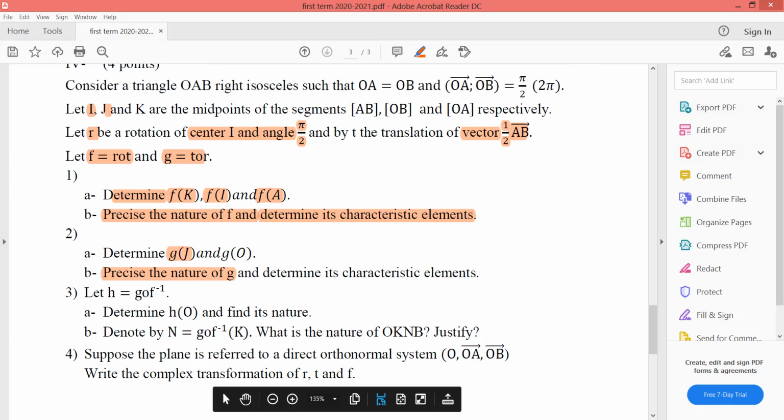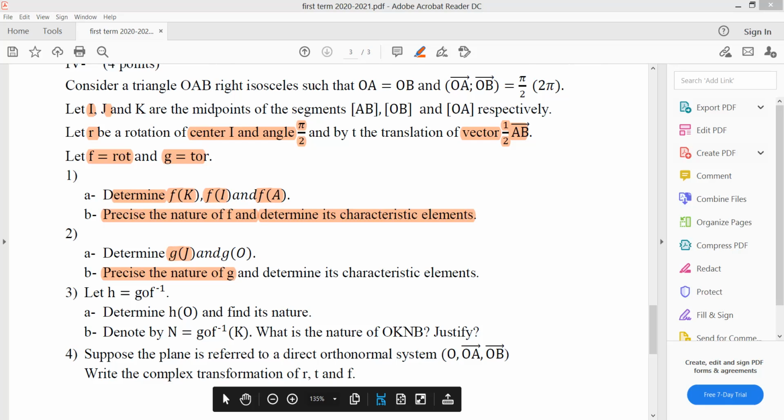Now to determine the center, here we determine that g of j equals j, then j is invariant by g, then g is a rotation of center j and angle pi over 2. So the composite of a rotation and a translation, or a translation and a rotation, is a rotation with the same angle and different centers.